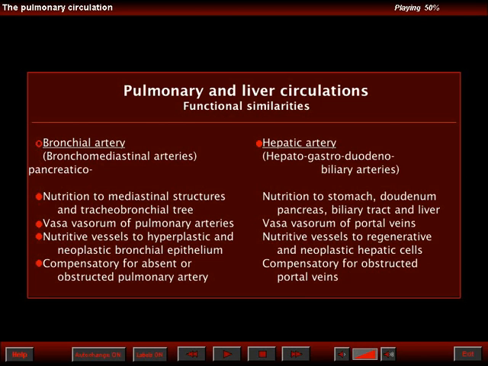The hepatic arteries, or the so-called hepato-gastroduodenal pancreatico-biliary arteries, provide nutrition to stomach, duodenum, pancreas, biliary tract, and liver. They supply the vasa vasorum of the portal vein. They are the nutritive vessels to regenerative and neoplastic hepatic cells, and they are the major compensatory vessels for anatomically or functionally obstructed portal veins. For example, in patients with prehepatic portal vein thrombosis and the so-called category 4 of portal hypertension.